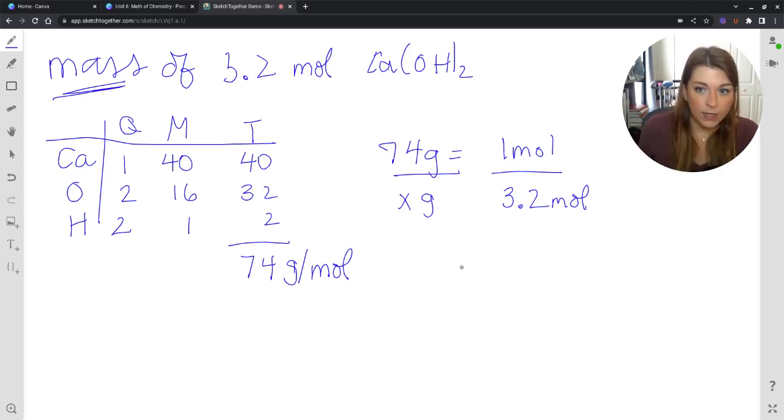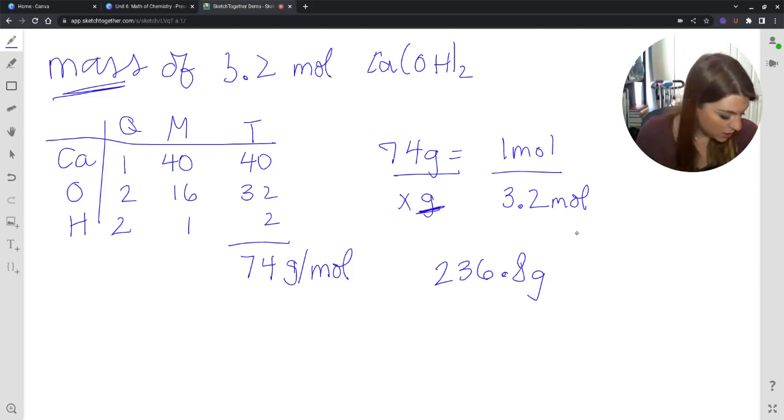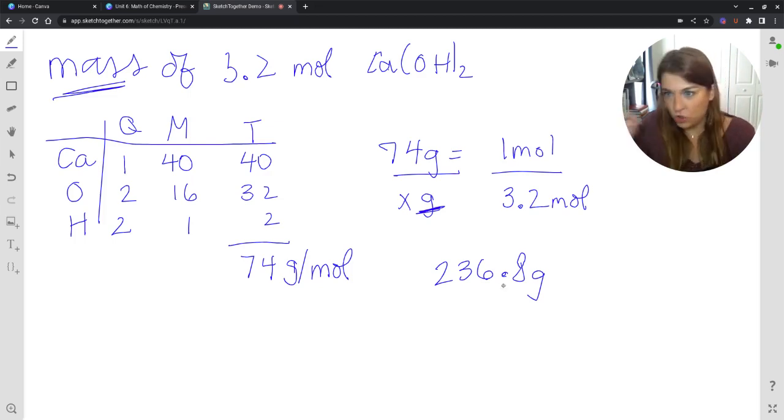In this case, I am getting 236.8 is going to be equal to the number of grams. Notice I'm solving for grams, so that's the number of grams that my answer would come out to, 236.8. And that's it. That just tells me shovel the calcium hydroxide onto the balance until you hit this value, because this value is equal to the 3.2.